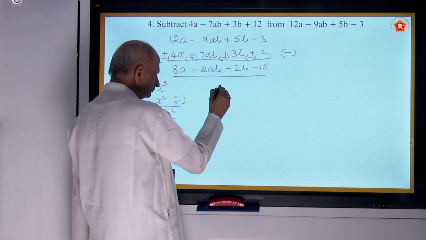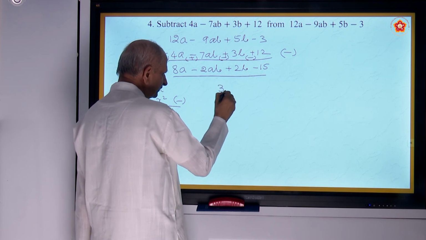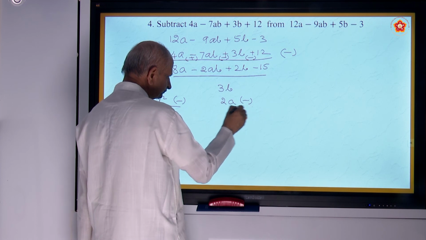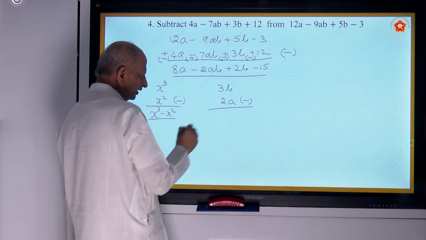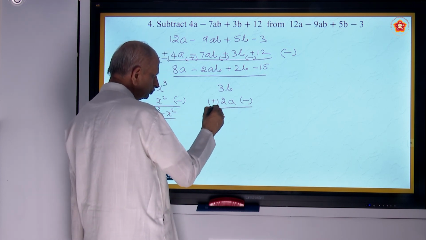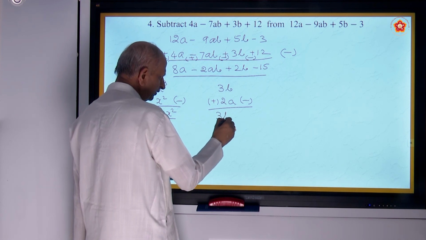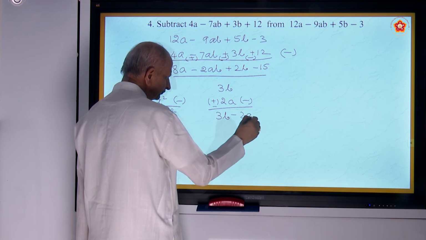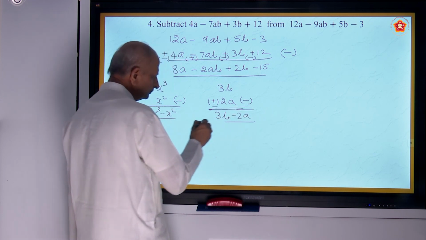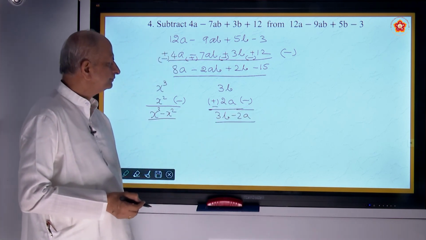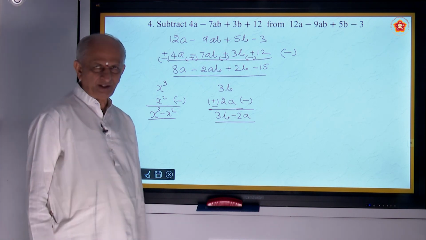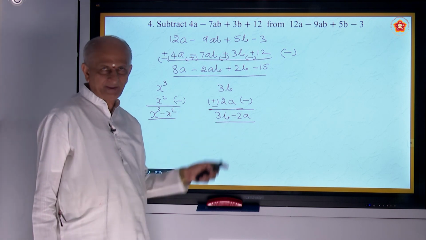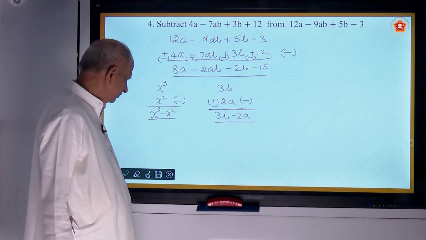Suppose they say subtract 2a from 3b. Then what you must do? 3b, plus becomes minus. Correct? So note it down. Of course, it is not given here in the problem, but just for practice I gave. Okay?